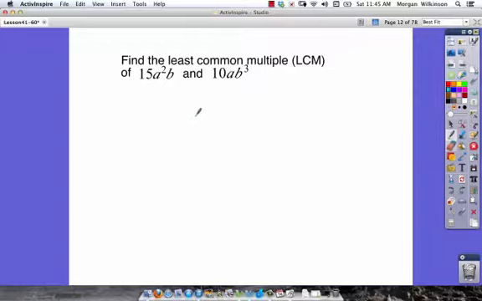Now, let's look at our next problem. We've got to find the least common multiple of 15a squared b and 10a b to the third. Now we're going to do this the same way that we did the last problem. First we have to find the least common multiple of 15 and 10. Well, if we skip count it, it'll be 15, 30, 45, 10, 20, 30. So the least common multiple of 15 and 10 is going to be 30. So we know part of our answer. Part of our answer is going to be equal to 30 and then something else.